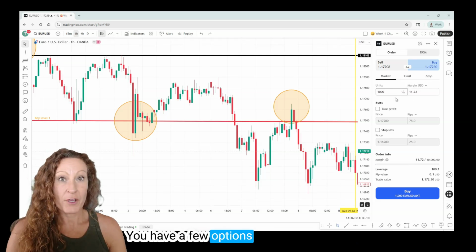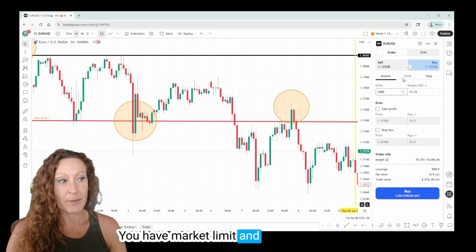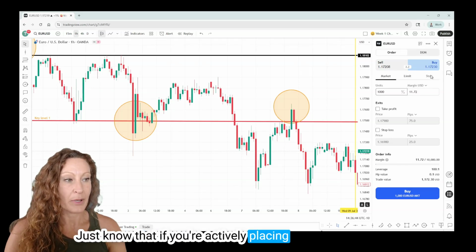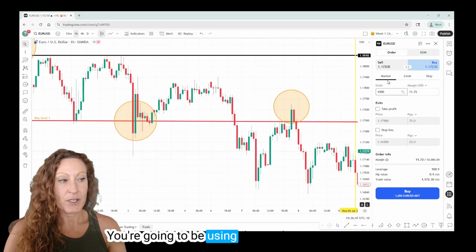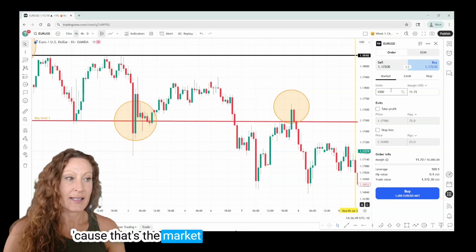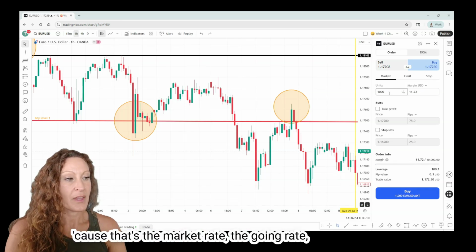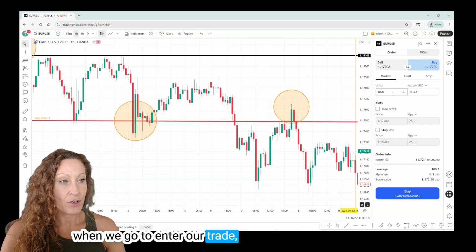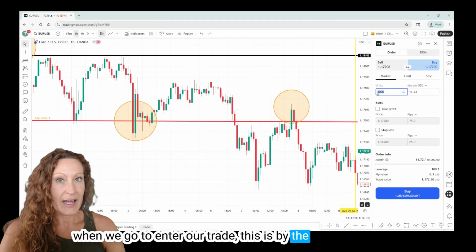All right, you have a few options here. You have market, limit, and stop. We're not going to go through those right now. Just know that if you're actively placing a trade, you're going to be using the market because that's the market rate, the going rate. Now when we go to enter our trade, this is by the unit.